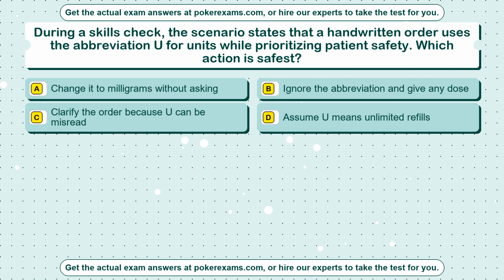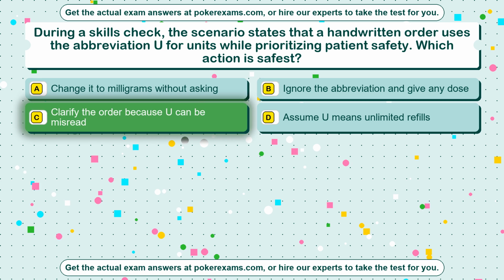Question 47. During a skills check, the scenario states that a handwritten order uses the abbreviation U for units while prioritizing patient safety. Which action is safest? Option A, change it to milligrams without asking. Option B, ignore the abbreviation and give any dose. Option C, clarify the order because you can be misread. Option D, assume you means unlimited refills.